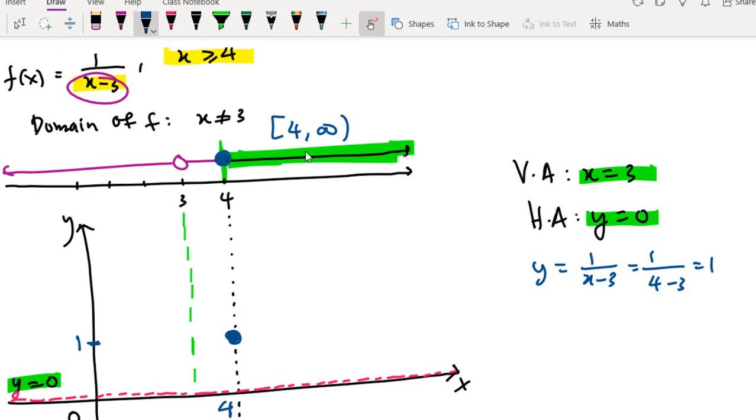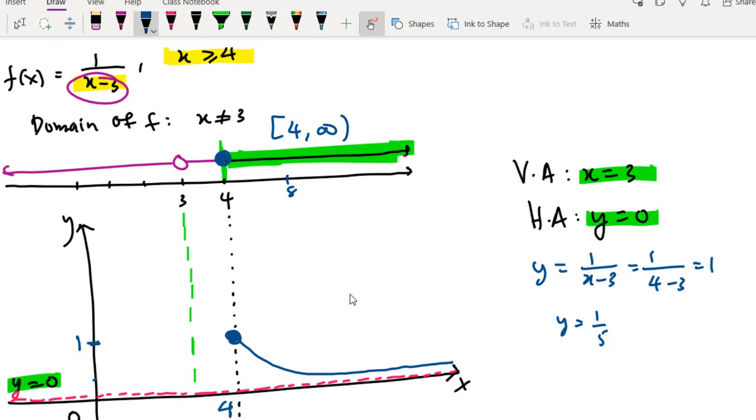Then what happens when we choose one number here, let's say 8? Substitute 8: y is equal to 1 over 8 minus 3, which is 1 over 5, or 0.2. 0.2 is less than 1. So the graph slides down here toward the asymptote. The graph approaches the x-axis but never touches the x-axis.